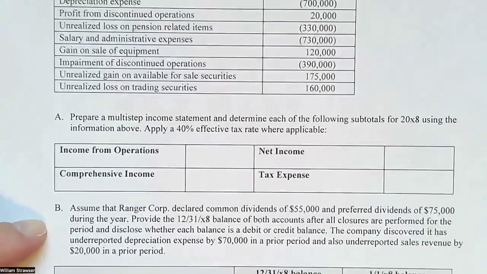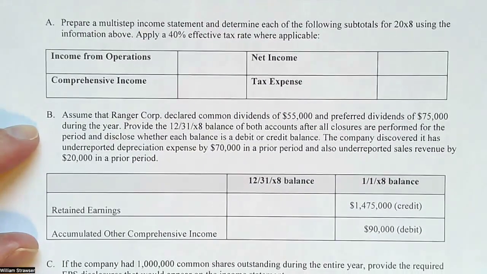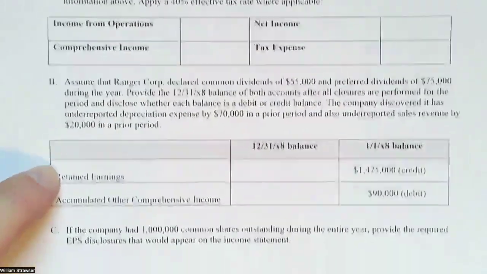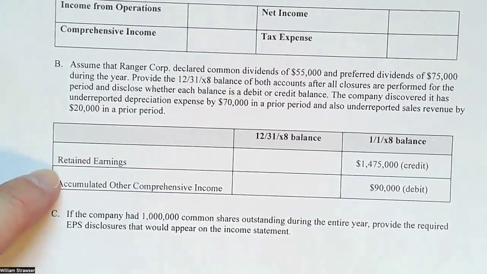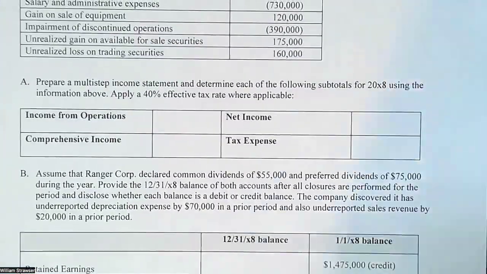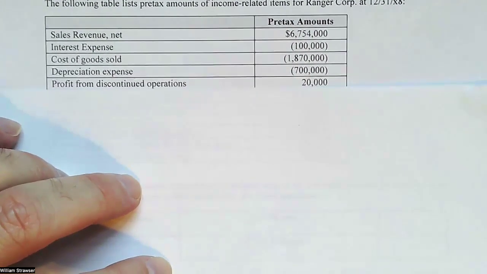For part B, this is similar to what we did just in case 1, where we have some additional information going on about dividends, about an underreported depreciation expense and an underreported sales revenue, how that's going to affect one of these accounts. And then finally, we have some EPS disclosures. So the first thing that I suggest is making an income statement, right?